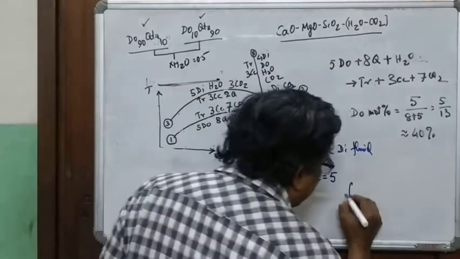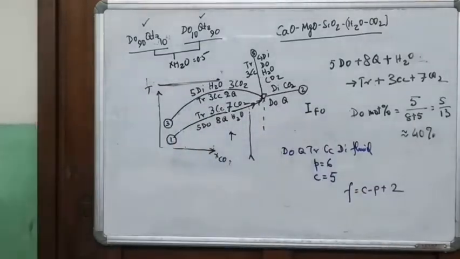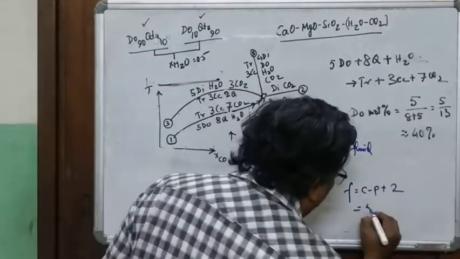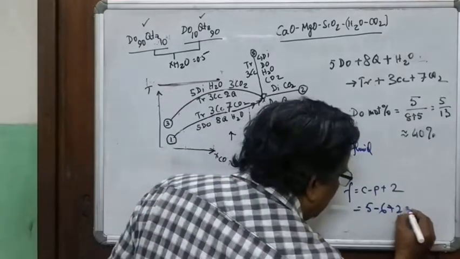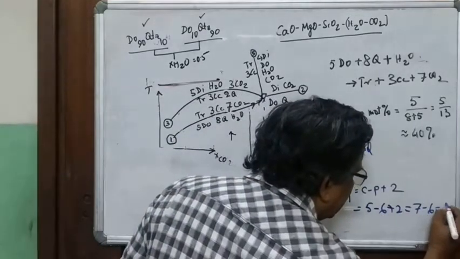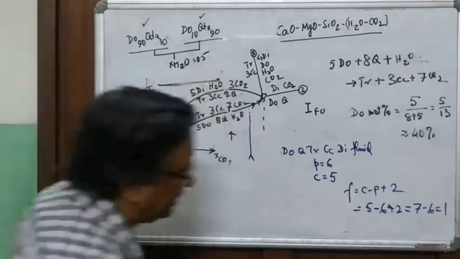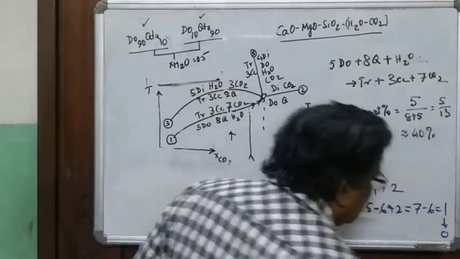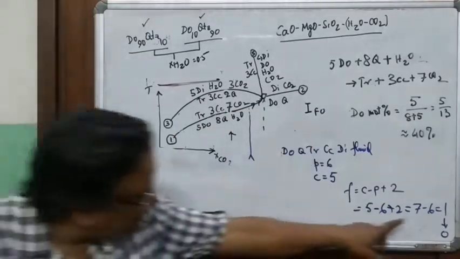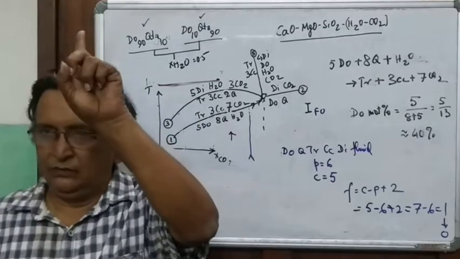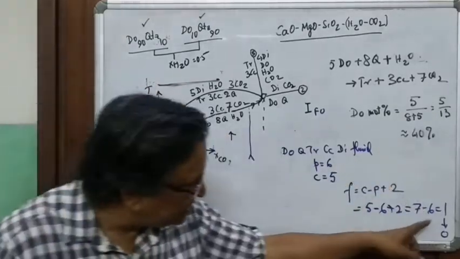And so your variance F is equal to C minus P plus 2. And so you have 5 minus 6 plus 2. And that is 7 minus 6, which is equal to 1. But you have an isobaric diagram. So this becomes 0. Right? So the actual variance is 1. But at isobaric conditions, the variance is 0.